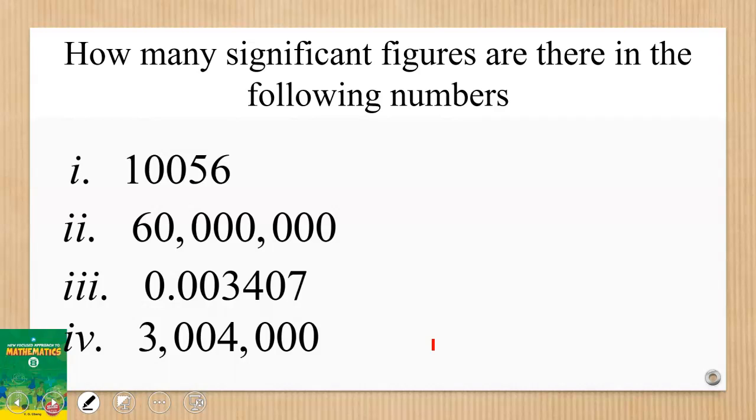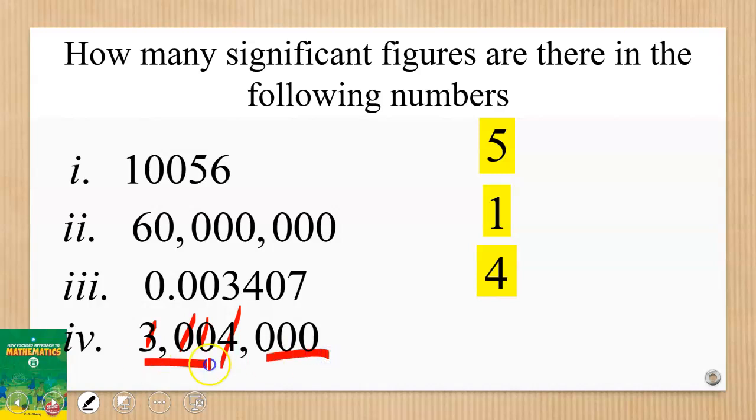Now, my question here is, how many significant figures are there in the following numbers? The first one is 5. Beautiful. Second one is what? 1. Good. That's true. Third one is 4. Good. Then the last one is also 4, because we have 1, 2, 3, 4. The rest are not significant, but there's no decimal point here. So that is 4. Right.